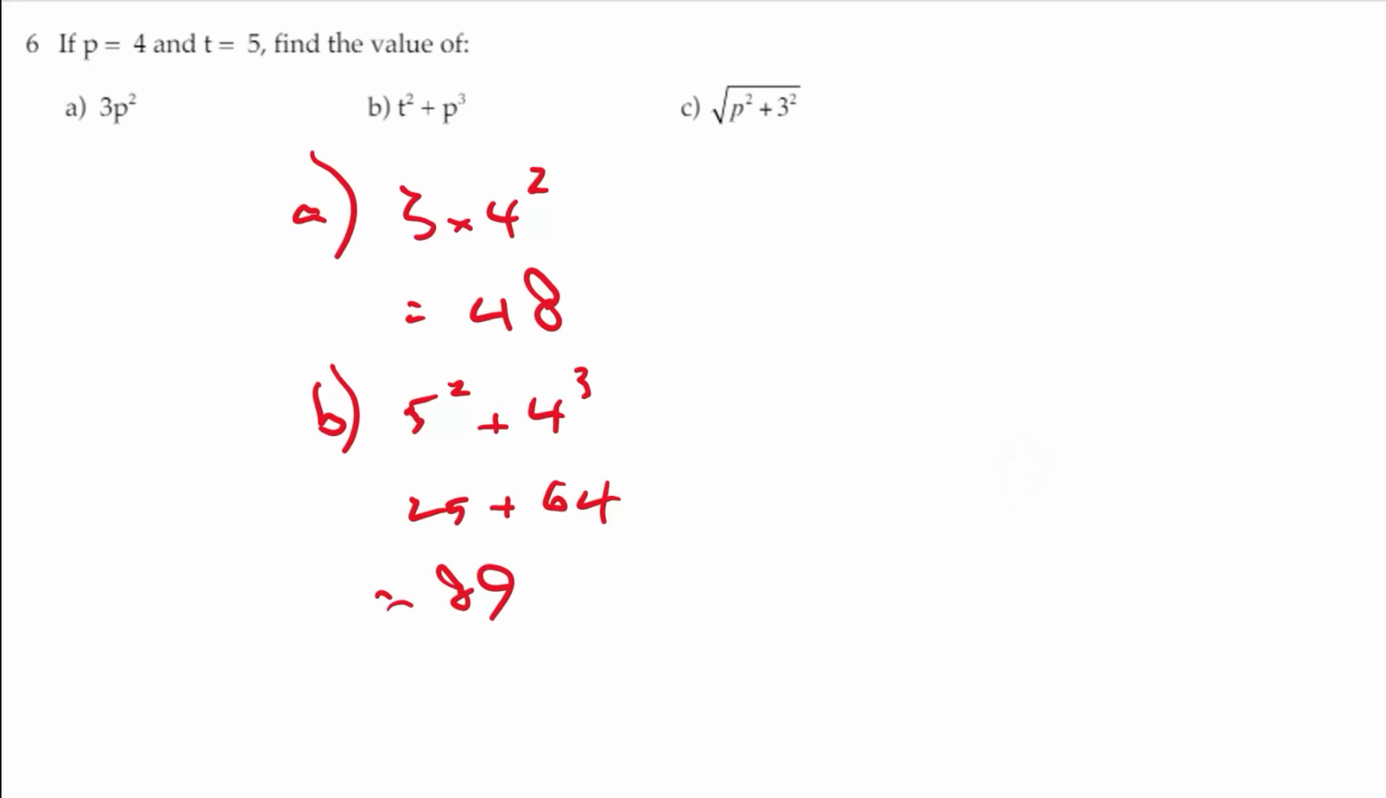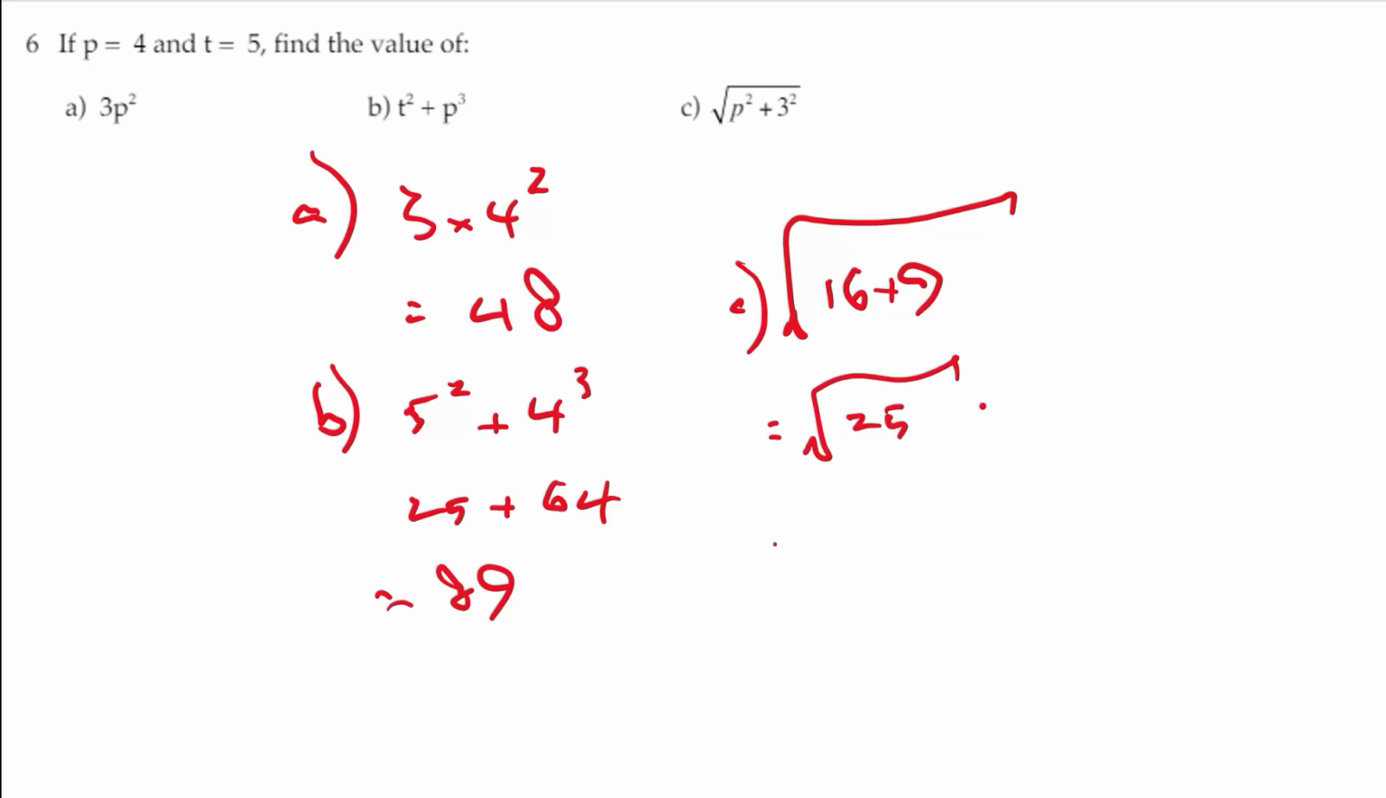Now C, let's just come over to the side here. We have the square root of that plus that. Okay, well that's square root of p squared is 4 squared, which is 16, plus 3 squared is 9. Oh, the computer's drawing random things. Anyway, so we have equals square root of 25. Well, that's going to be 5.